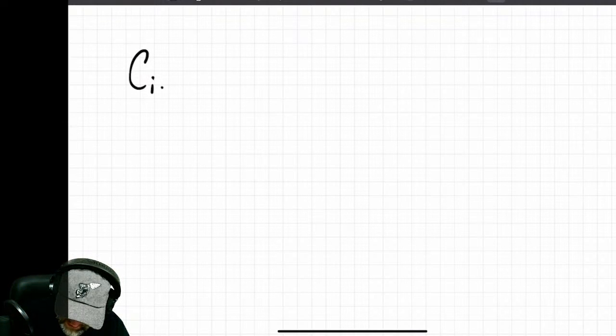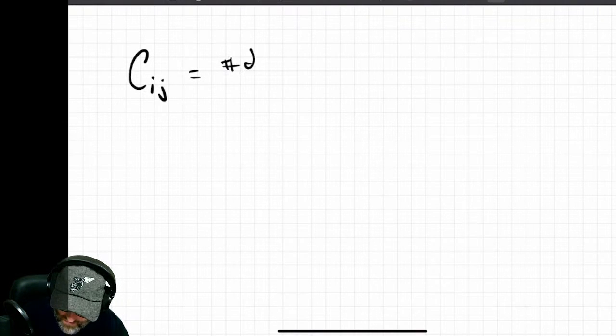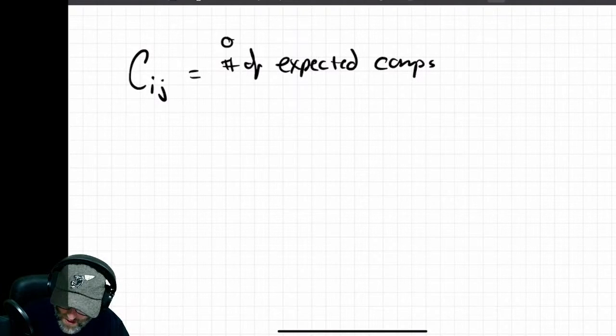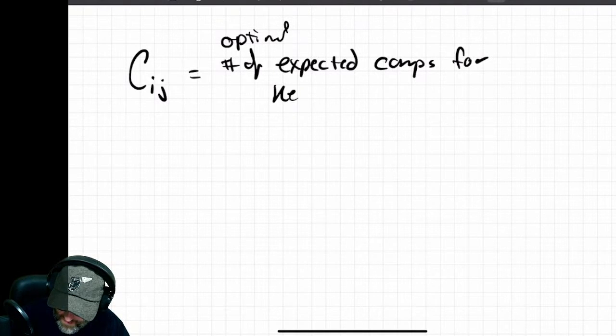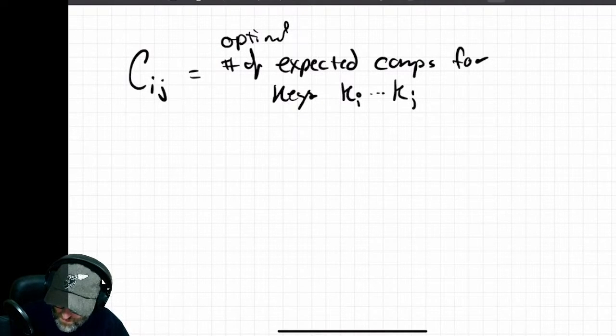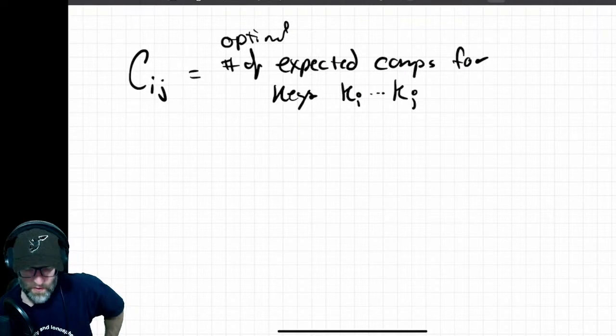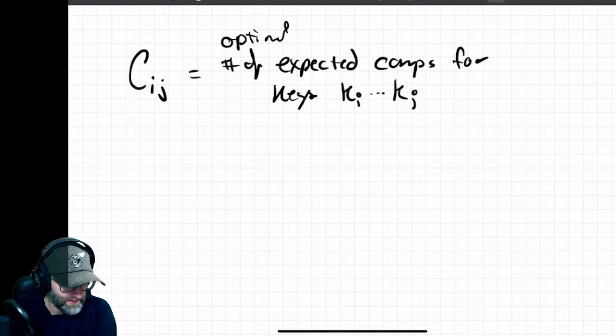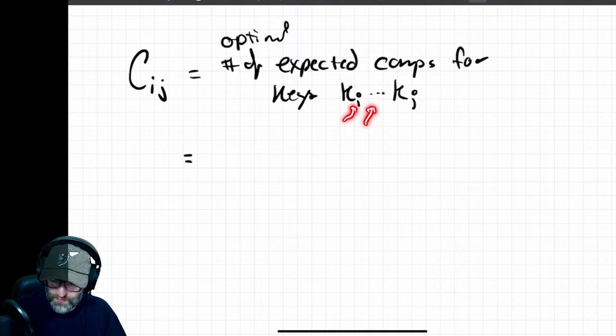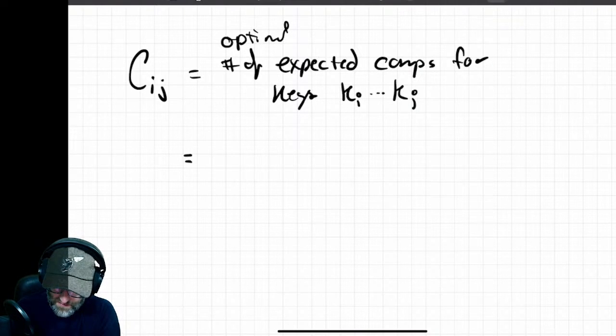So C sub ij, I'll make that into the number of expected comparisons. This is the optimal number of comparisons for keys Ki through Kj. We're not going to use K anywhere here because we've already used that as our key. We're not going to use that as an index value. So all you have to do is consider splitting it at each one of those things. Split it at i, split it at i plus 1, split it at i plus 2, ... split it at j.